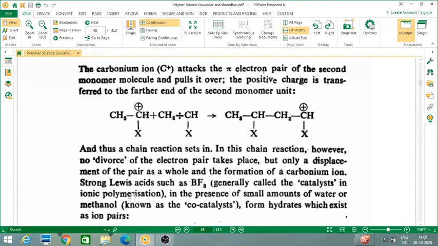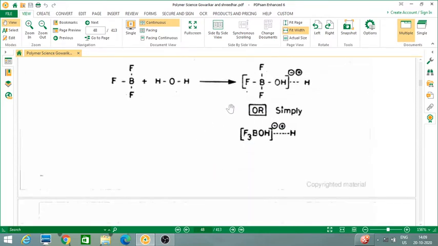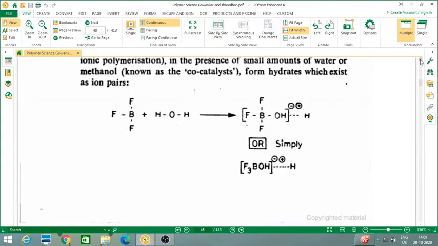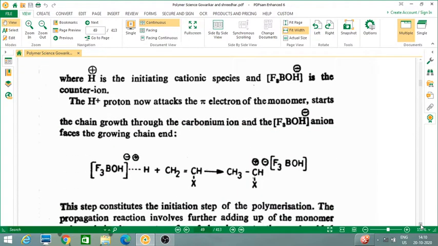Okay, remember like that. Strong Lewis acids such as boron trifluoride, generally called the catalyst in ionic polymerization, in the presence of small amounts of water or methanol, known as co-catalysts, form hydrates which exist as ion pairs. So now this boron trifluoride plus water, catalyst plus co-catalyst system, is giving these ion pairs. Why are they ion pairs? Because they consist of both H plus and F3BOH minus ions, where H plus is the initiating cationic species. Cations are positive, and F3BOH minus is the counter ion.